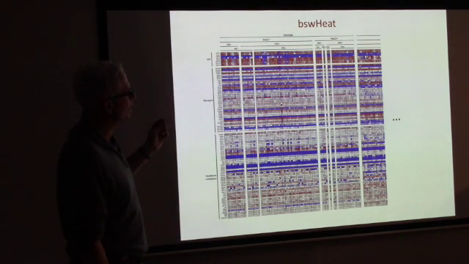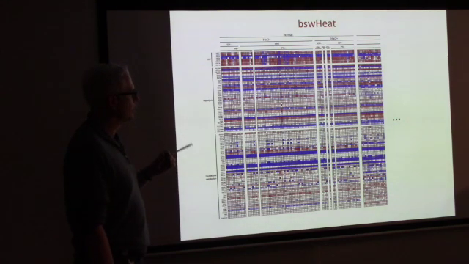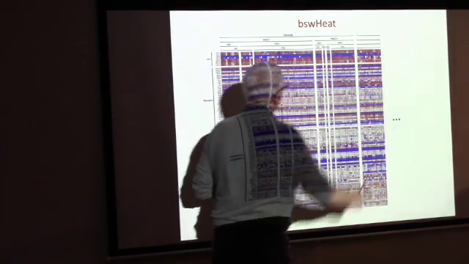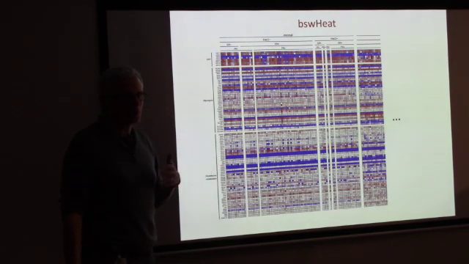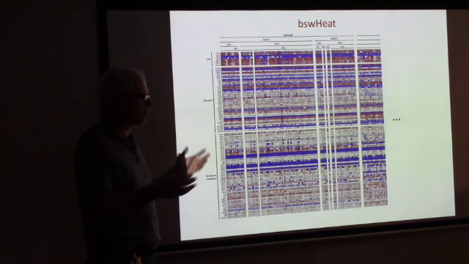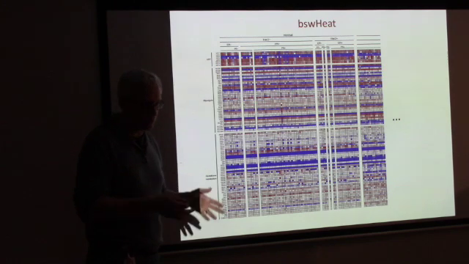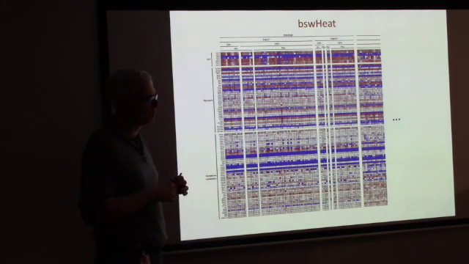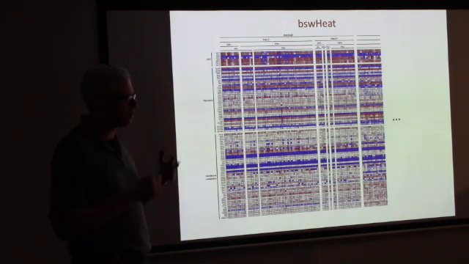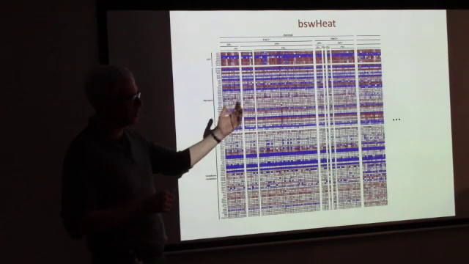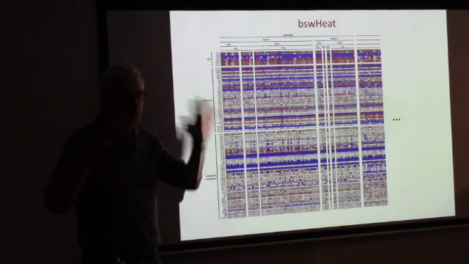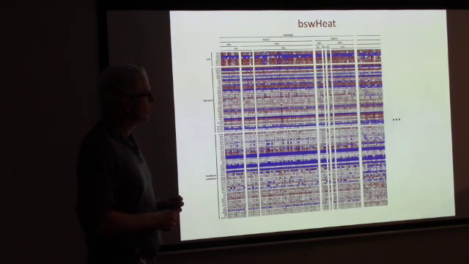So this is some actual output of BSW-heat, where it actually goes very far to the right. I don't know how many of you know about what's known as the TCGA, the Cancer Genome Atlas. They've done gene expression profiling and mutation profiling and all sorts of profiling for literally thousands of breast cancer samples, and hundreds of all sorts of other types of cancer.